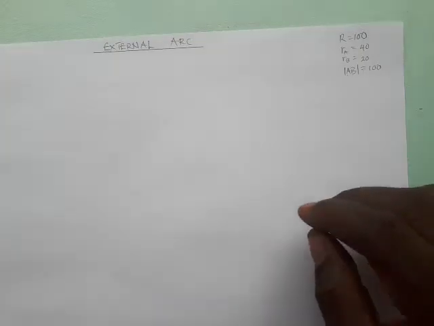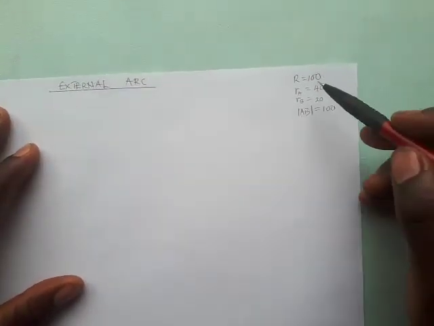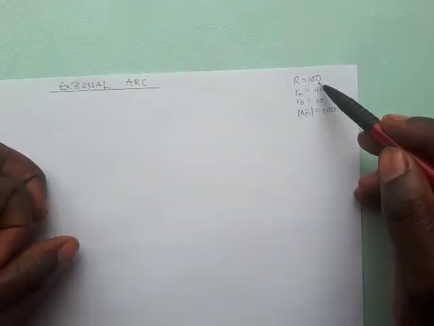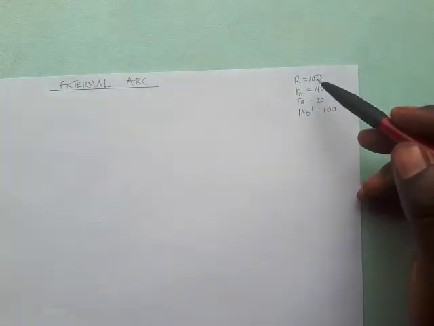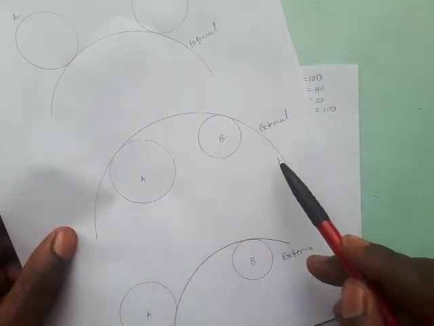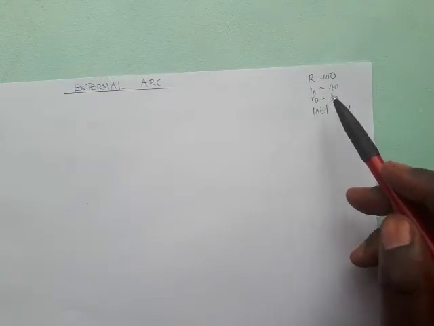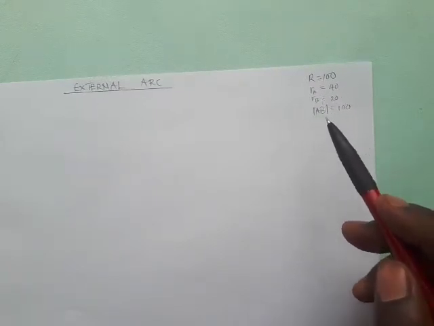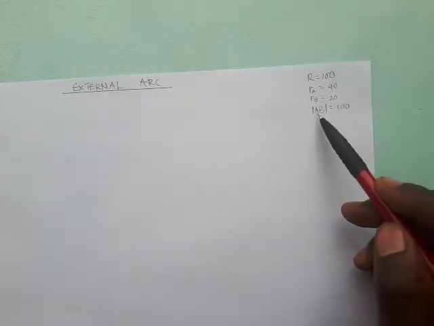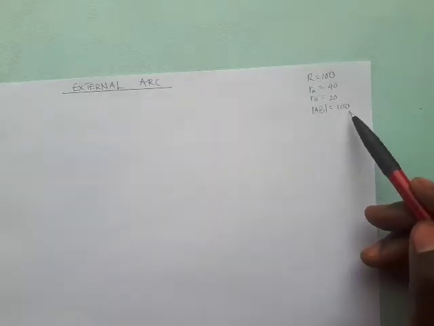Okay, here for the external arc, we already have our parameters here. So this time around, we have the external arc to be drawn. The radius to be 100. All right? I'm talking about this. I want to do something like this now, right? The radius of this now is 100. Then the radii for both circles remains 40. Now remember, it can vary depending on the question. And the distance between the centers of the circles is 100, all right?